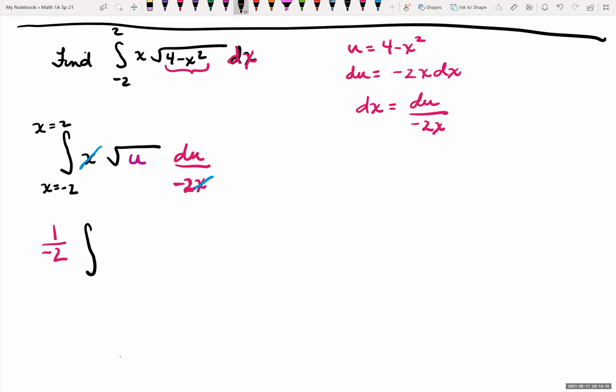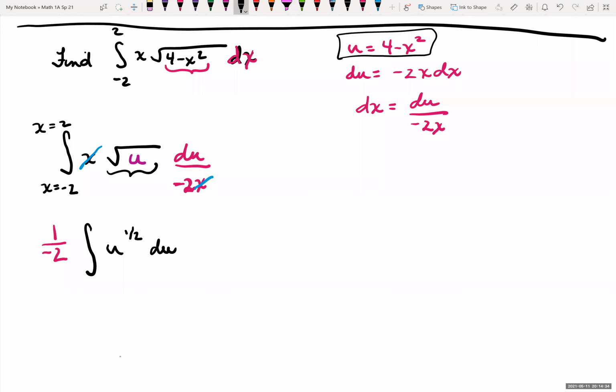I think it's easier if we change our bounds now in terms of u, so we don't have to go back and do our substitution afterward. So let's rewrite square root of u as u to the 1/2 power to help us take the antiderivative of du.